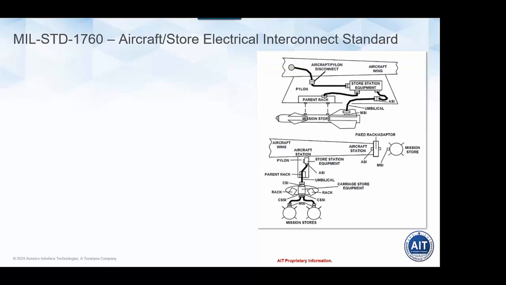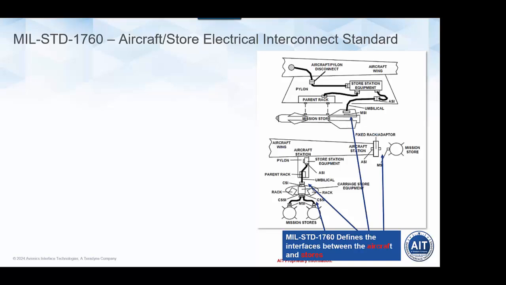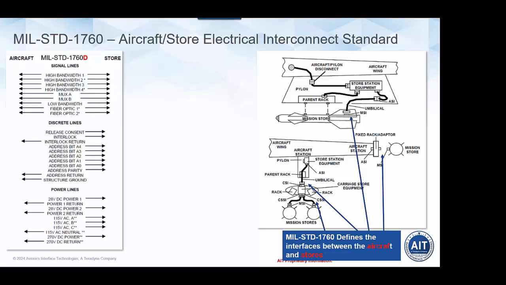Next, we're going to talk about MIL-STD-1760. MIL-STD-1760 is an aircraft store electrical interconnect standard. So it's a standard that defines the interfaces between an aircraft and the stores or weapons that would be attached to that aircraft. The MIL-STD-1760 interconnect standard defines the set of signals, or the set of wiring and connections, that are made between the aircraft and the store.